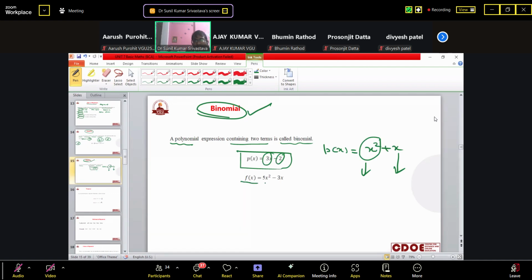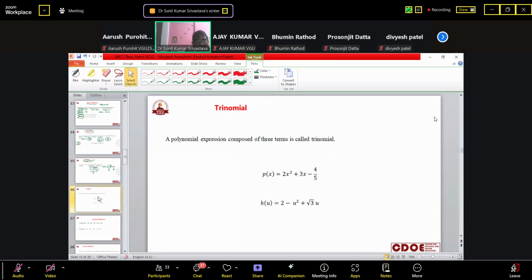Here is another polynomial expression, 5x² − 3x. This is the first term, this is the second term. An expression containing only two terms is known as a binomial. Any polynomial expression containing two terms is known as a binomial. Okay. Next, trinomial.